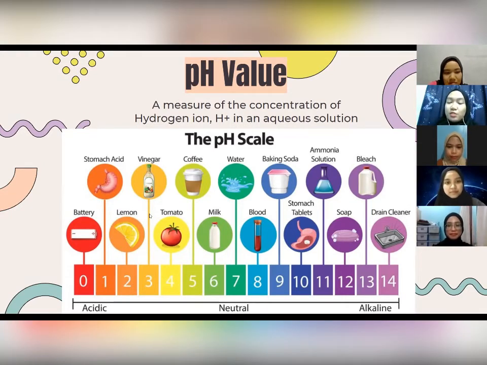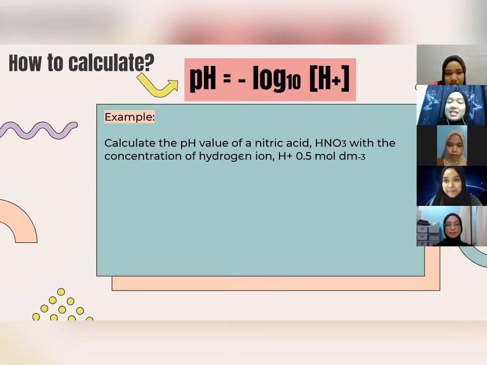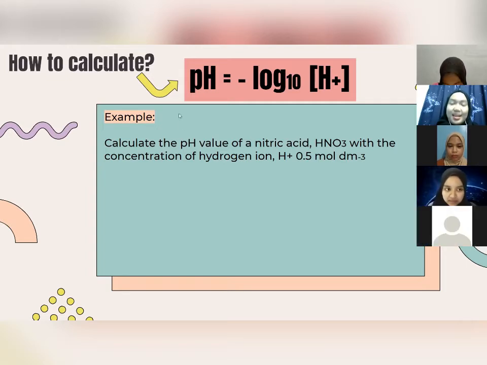All right, we already know the pH value and the pH scale, but how do we calculate pH value? Simply, we use this formula: pH equals negative log to base 10 of the molarity, or the concentration, of the hydrogen ion. Here we have an example. Hafiza, can you read the question? Okay, teacher. Calculate the pH value of a nitric acid with the concentration of hydrogen ion 0.5 mol per decimeter cubic. Yes. Okay. Aisha, what information can you get from this question?